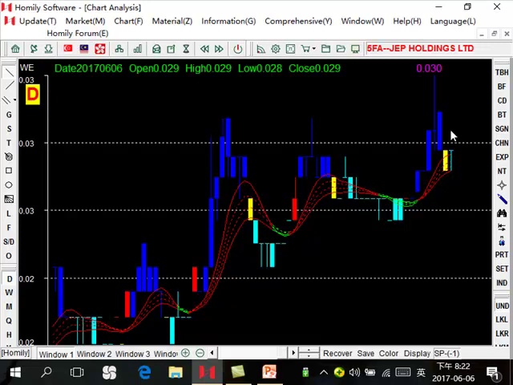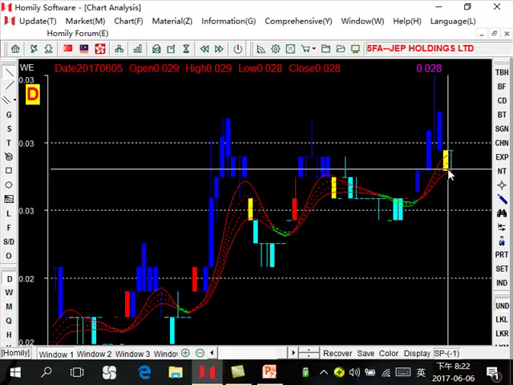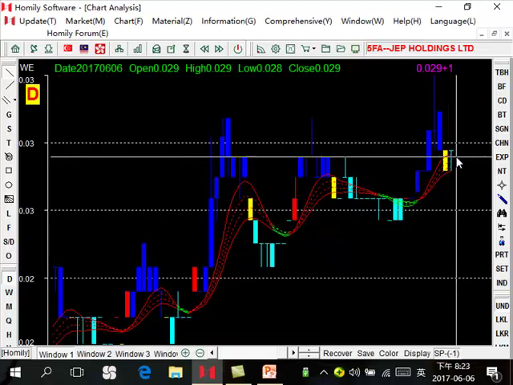Wait and see. If you have it, you wait and see. If you don't have it, you also need to wait and see when to get in. When a red candlestick appears, you can consider buying. Okay, now you need to wait and see because this stock is not active. Okay, so any other stocks?